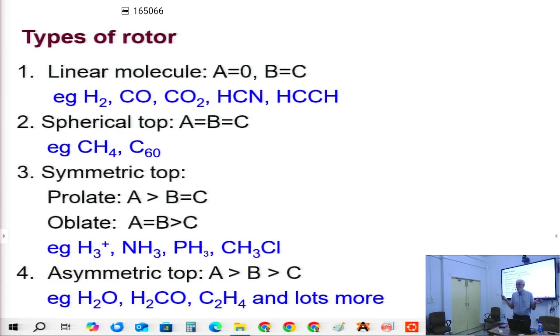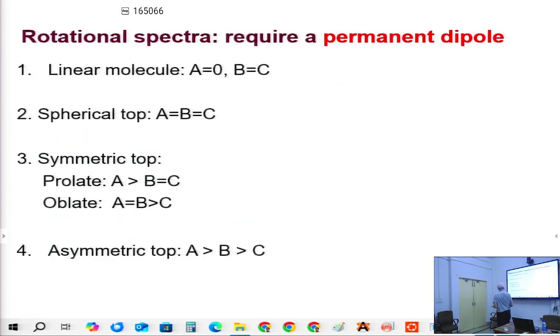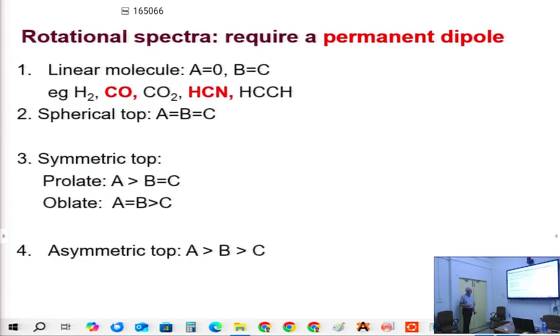Now, I said to have a rotational spectrum, you need to have a dipole. So we're now going to say which of these have dipoles. So we need to go through again and say which of these have dipoles. So for linear molecules, some do and some don't.